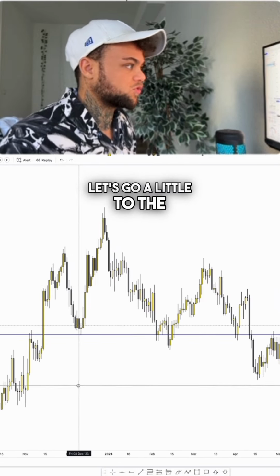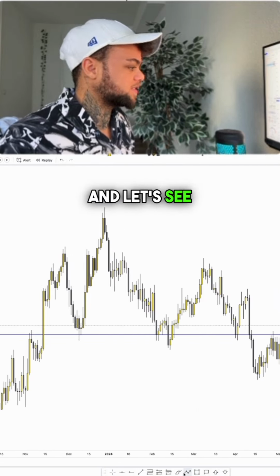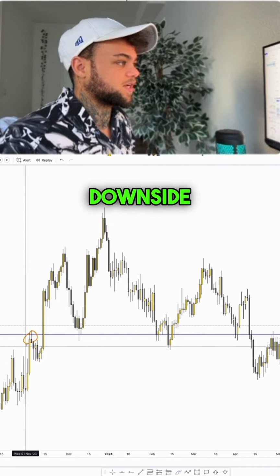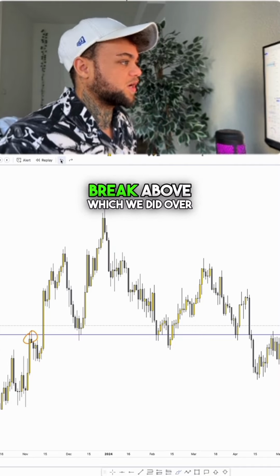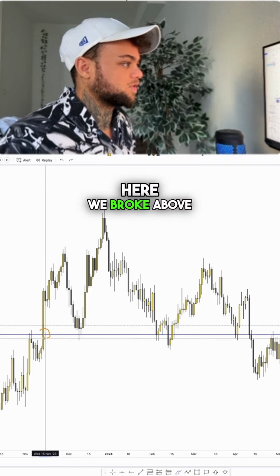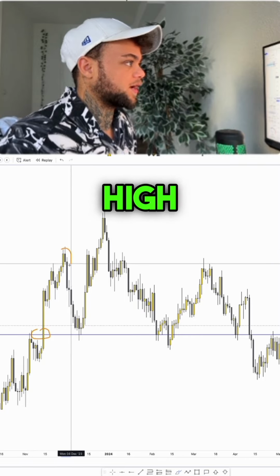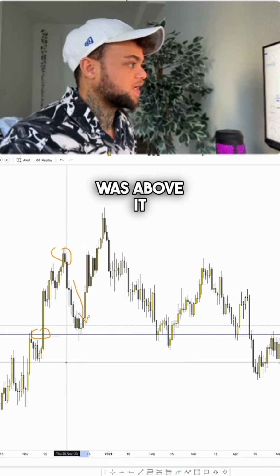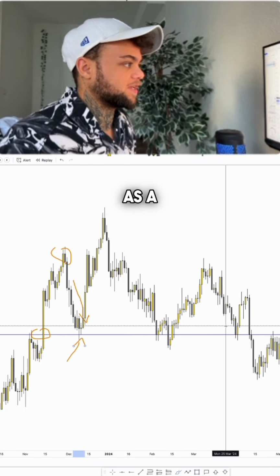Okay, let's go a little to the back and let's see. We did have a reaction over here, which was a resistance. So every time when price was below this range, we saw price breaking down to the downside. Now, once we saw price break above, which we did over here, we broke above, created a new higher high over here. Price came back down, and now once price was above, it rejected and respected as a support.